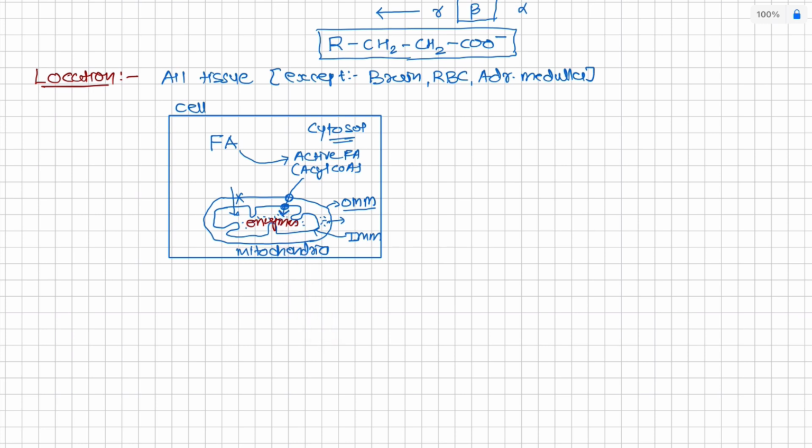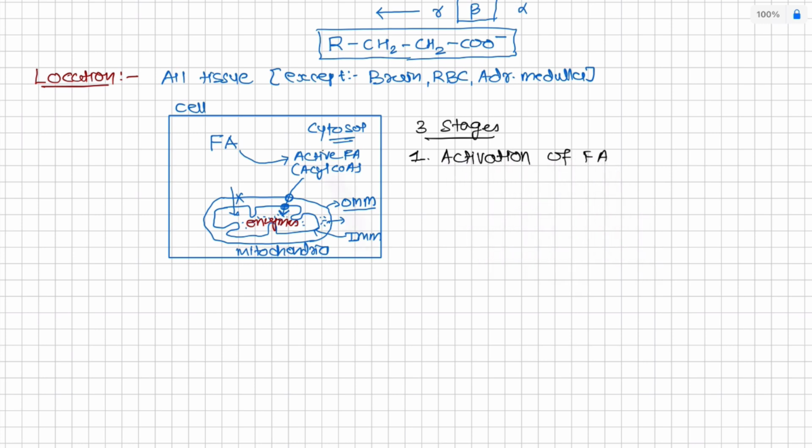So as you can see, beta oxidation of fatty acid is actually a continuous process, but purely for description purposes, we can divide this entire process into three stages. The first stage is the activation of fatty acid. So let's write it down, that is activation of fatty acid.